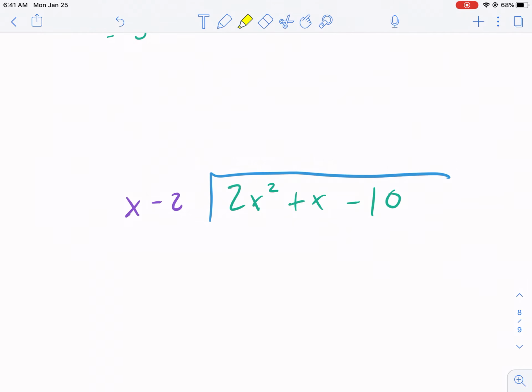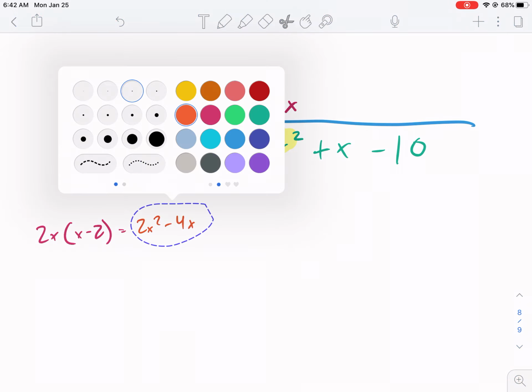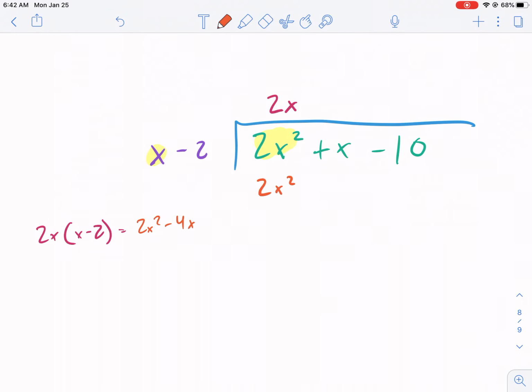Well, I'm looking at the leading coefficients of these problems, so I'm looking at x and 2x squared to start with the dividing. X goes into 2x squared 2x times. Now what I have to do is multiply 2x times x minus 2 and write that result underneath. That is equal to 2x squared minus 4x. So I'm going to write that here in orange. I have 2x squared minus 4x.